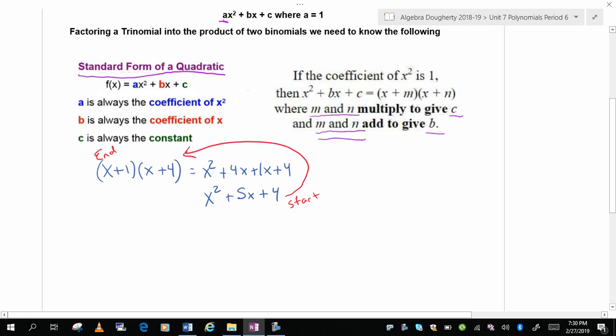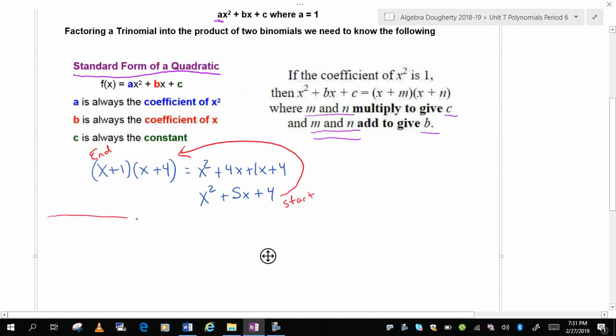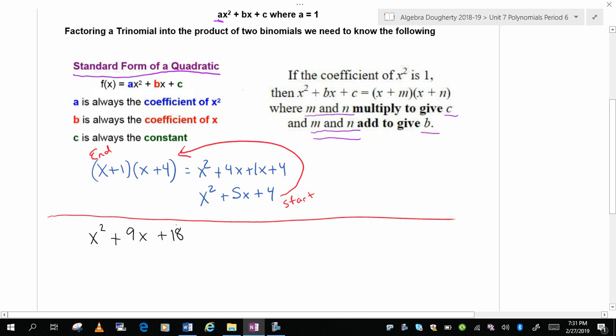Now, if I were to be asked to factor a trinomial, I'm going to pick a nice one to start with. Let's say I started with the example x squared plus 9x plus 18. That's in standard form because a is 1 in front of the x squared, b is 9, and c is 18. What I need here is numbers that multiply to 18 and add up to 9.